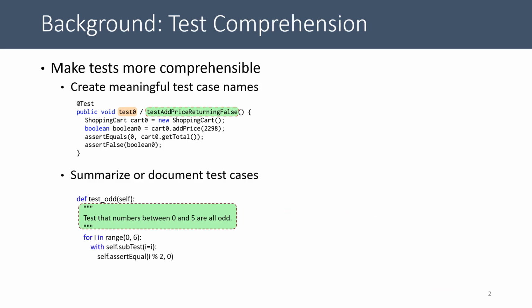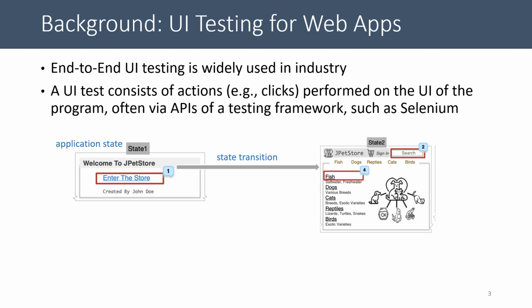Before I go into the technical details, I'll talk about the background and motivations. Testing is important and prevalent. There are ongoing efforts to make tests more comprehensible, including creating meaningful test case names and summarizing or documenting test cases. Today, we mainly focus on UI testing.